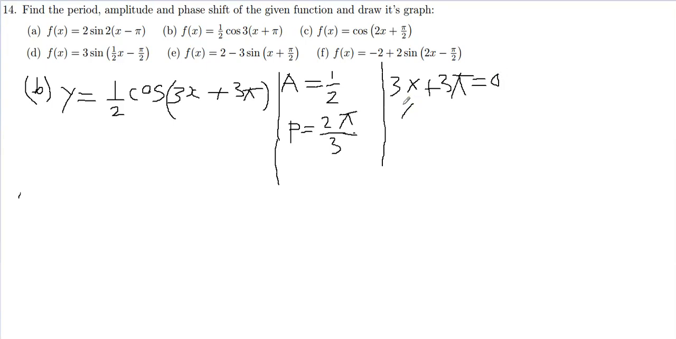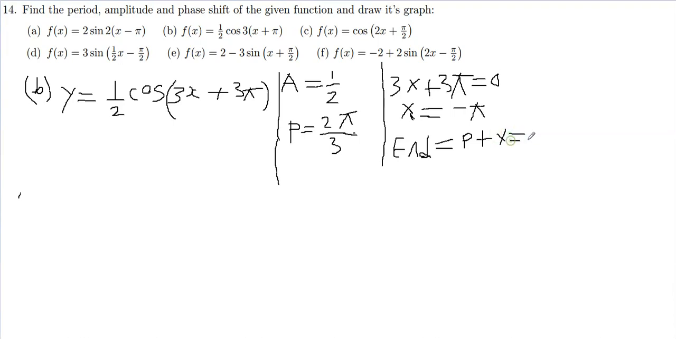You discover that your value of x is nothing but negative pi. So this is the point where my curve is going to start from. It's going to start from negative pi, and then one cycle is going to end at the point that I'm calling the end point, which is equal to p plus x.